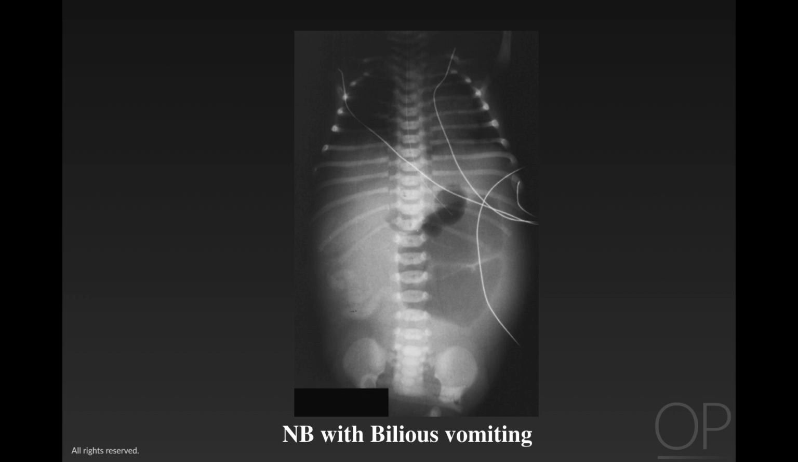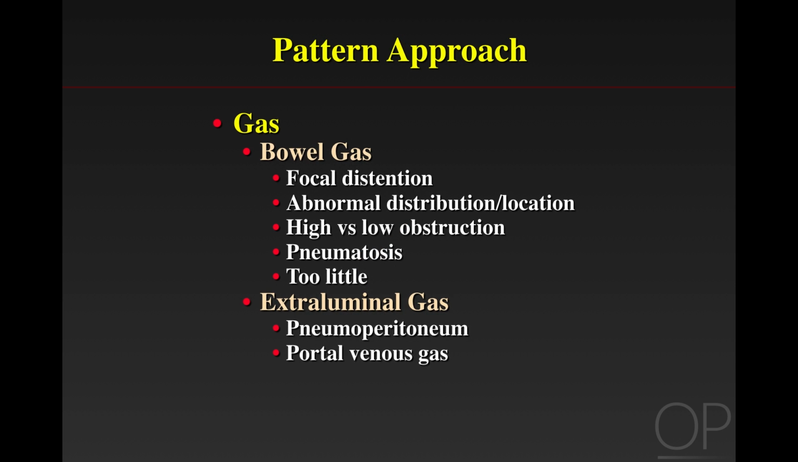Now this baby, presenting with bilious vomiting, has a very distended upper abdominal loop, but in the right flank we notice a collection of calcifications that looks like collapsed bowel. This is a baby who has ischemic bowel, and when ischemic bowel persists for several weeks, it can become calcified and have this appearance.